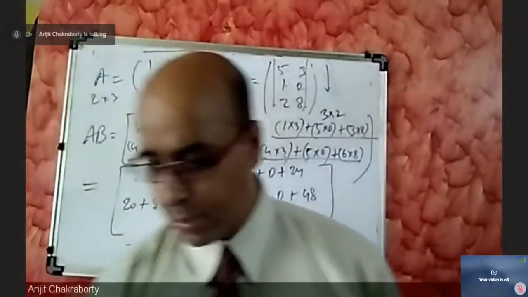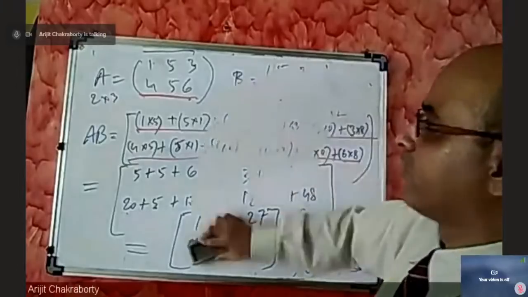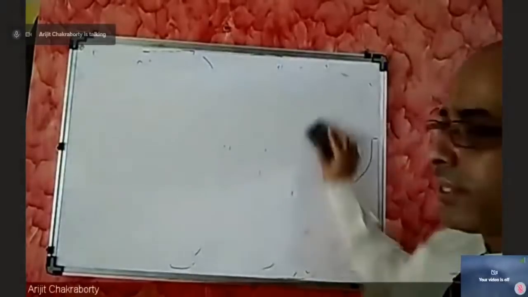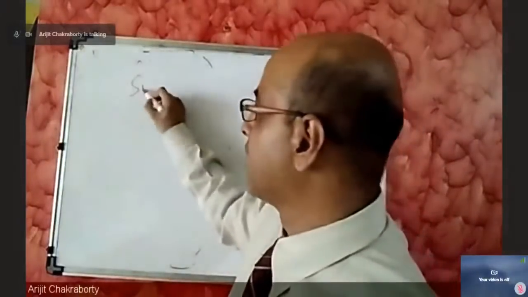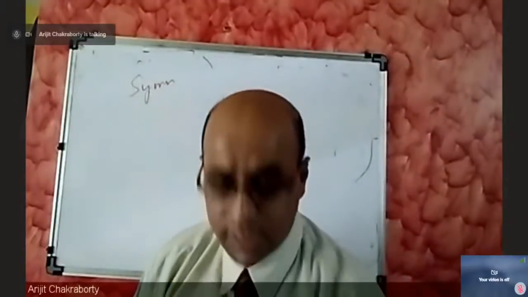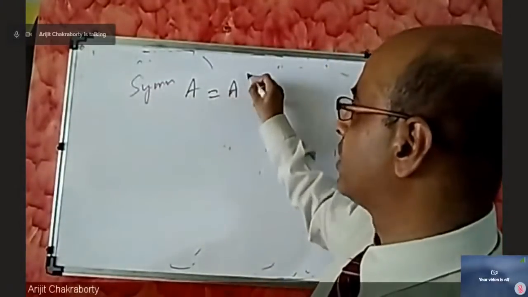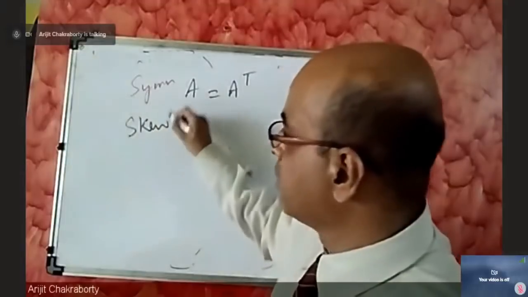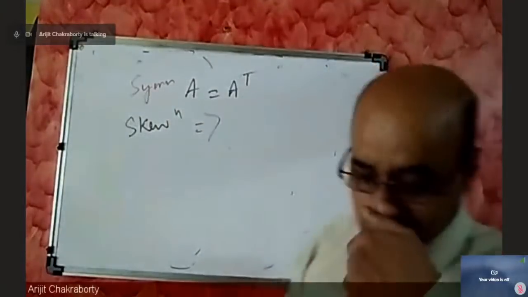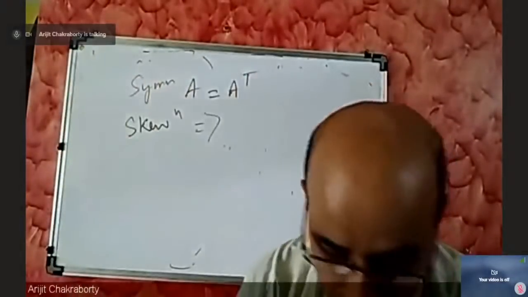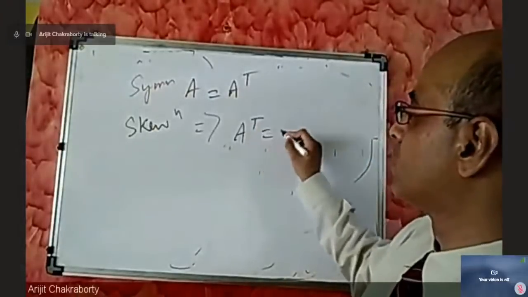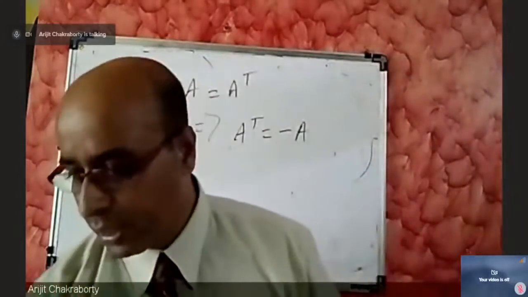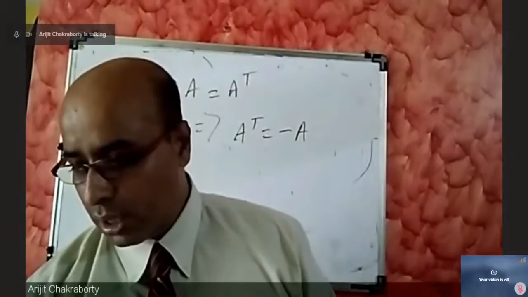Let me directly now go to symmetric matrix. Once again, I think I explained, symmetric matrix means a square matrix where the matrix is equal to its transpose. As simple as that. In case of symmetric, the matrix A is equal to matrix A transpose. And skew symmetric means the transpose of a matrix is equal to minus A. The transpose of the matrix gives you the negative of the matrix. This is skew symmetric.